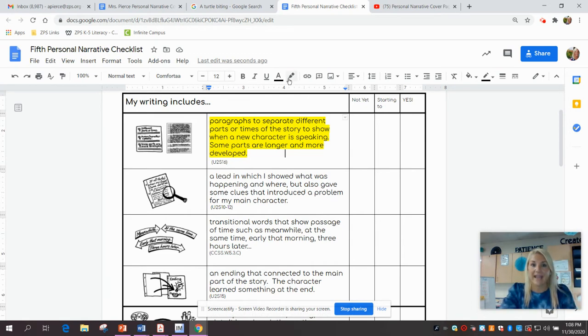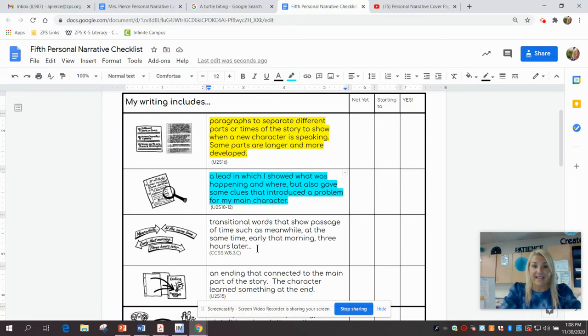Okay. Your next icon, I'm going to use a different color, is you should have a lead in which I showed what was happening and where, but also gave some clues that introduced a problem for my main character. So remember, when you think back to our lead, you should have a hook, and you should state the who, what, where, and when. So you give a little bit of an idea of what's happening in your story. We wrote these at the very beginning. Those should be pretty good.